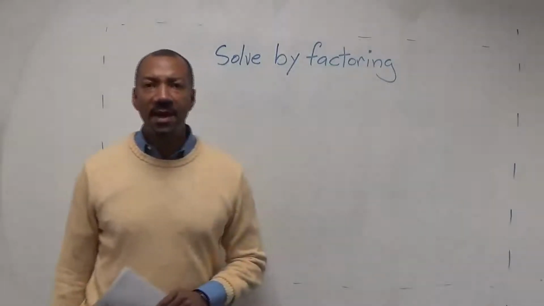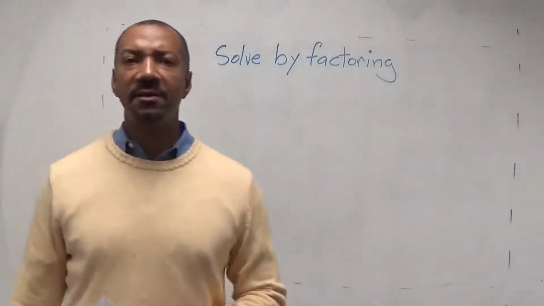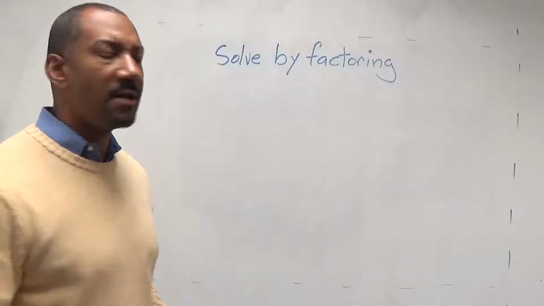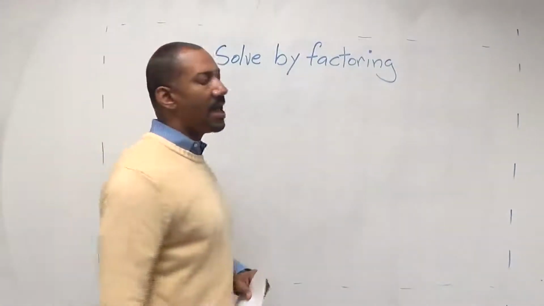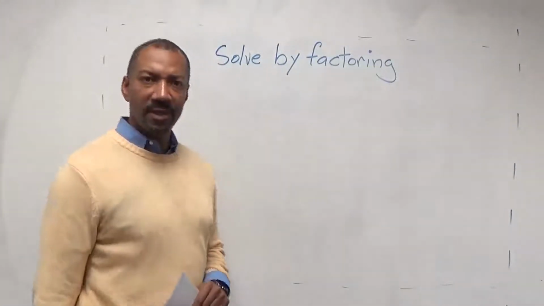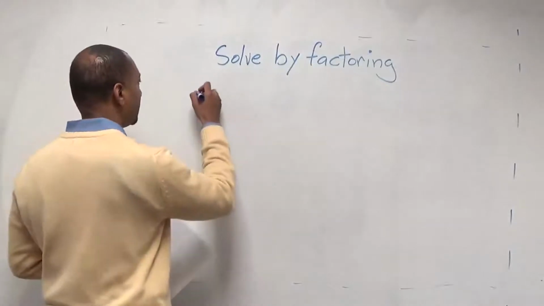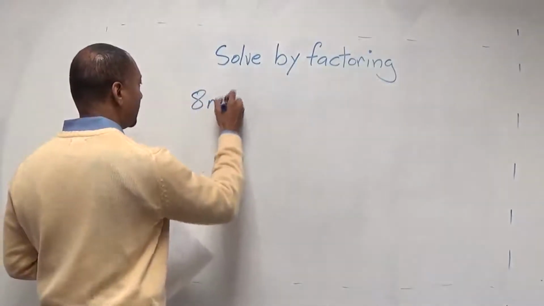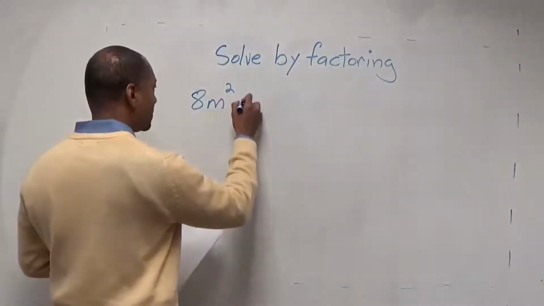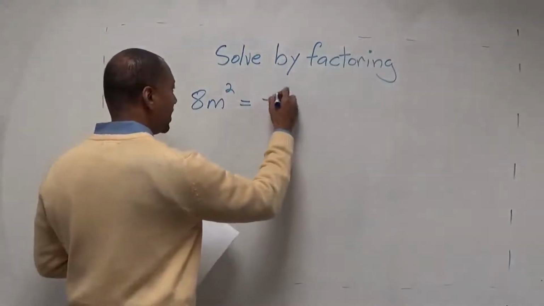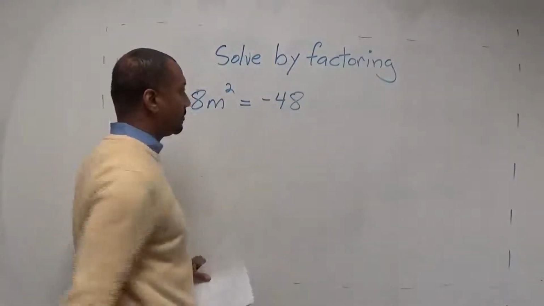Okay, welcome to another math video, and in this particular video we are going to talk about solving by factoring. Let's start with this problem. 8m squared is equal to negative 48.